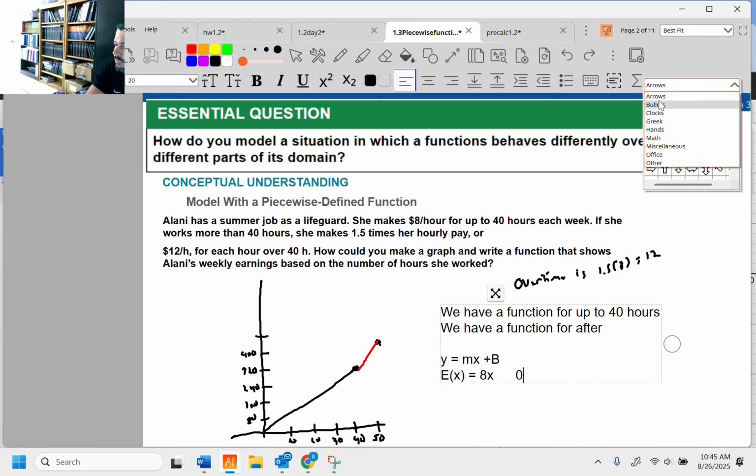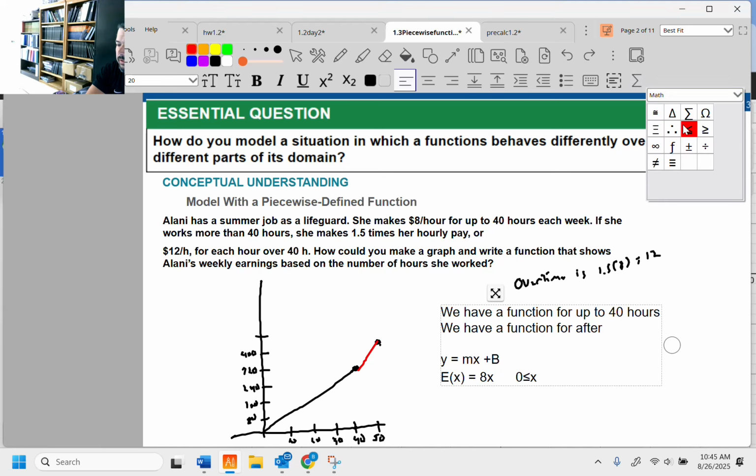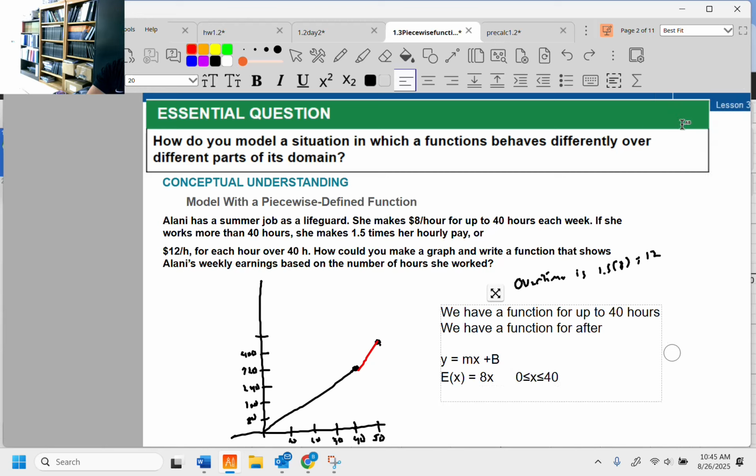That's one of the other issues we have with piecewise functions, is the domain concept, and domain just tears kids apart. Oh, domain hurts kids, but it's good between 0 and 40 hours.